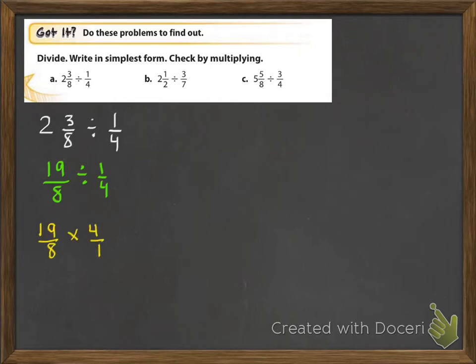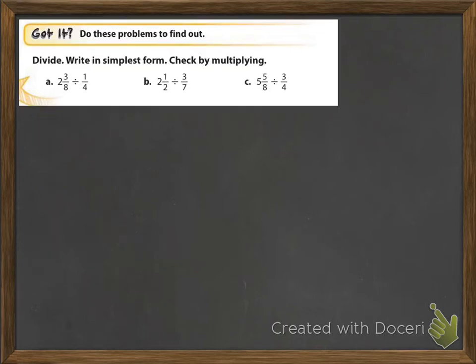Now we want to look to see if we can cross simplify. 19 and 1 means we can't do anything because it's 1 and done. But 4 and 8, we can divide 4 out of both of those. So 4 divided by 4 is 1, and 8 divided by 4 is 2. So now we can go ahead and multiply straight across, and we get 19 times 1 is 19, and 2 times 1 is 2. And now we need to change it back into a mixed number. So we say, how many times does 2 go into 19? Well, that's going to be 9, because 9 times 2 is 18. We have 1 left over to get to that 19 and a half. So our final answer for this first problem is going to be 9 1/2.